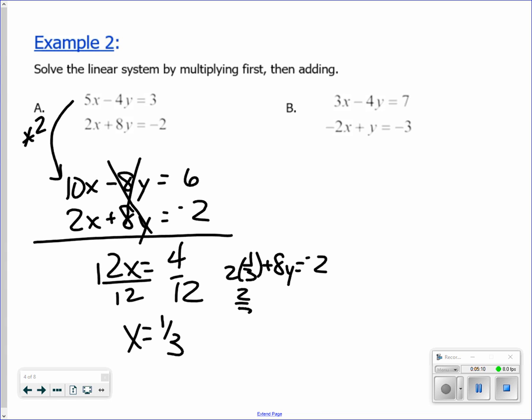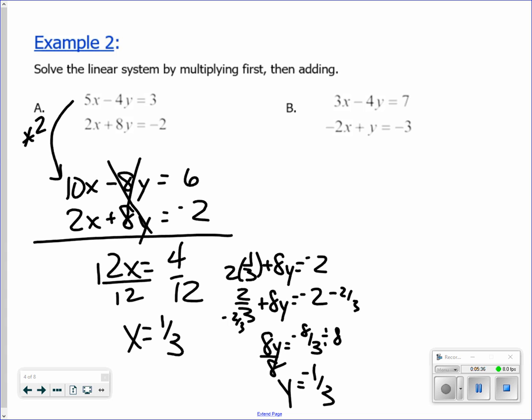So that's 2/3. So now I'm going to subtract 2/3 from both sides. And again, those of you that might have some struggles with fractions, this probably isn't going to help you much, which is -8/3. Then I'm going to divide by 8. And so that ends up being -1/3. So the actual answer here is 1/3 for x and -1/3 for y.